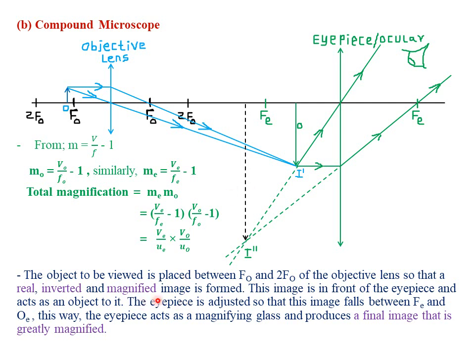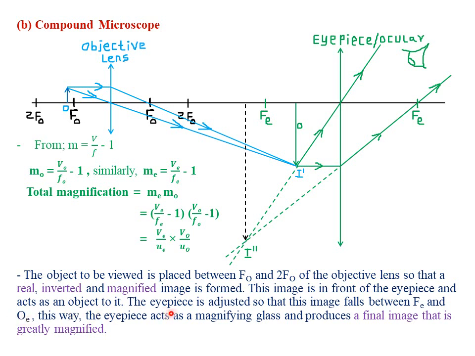So the eyepiece is adjusted, using the fine and the coarse adjustment knobs, so that its image falls between the principal focus of the eyepiece and the optical center of the eyepiece.